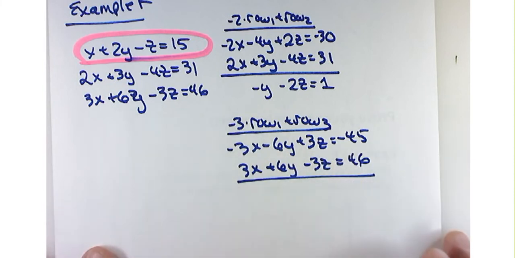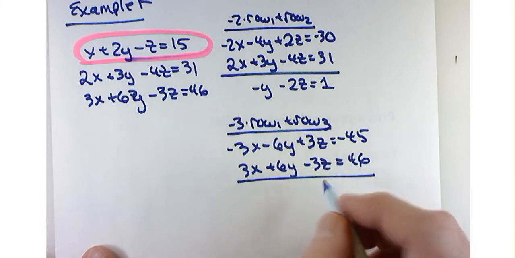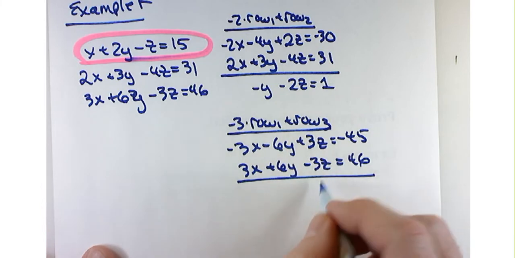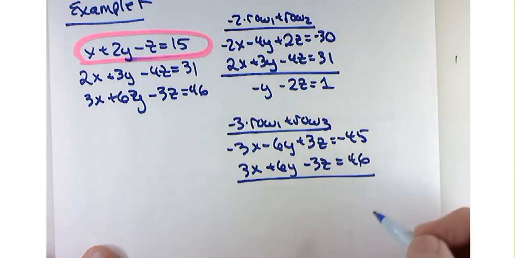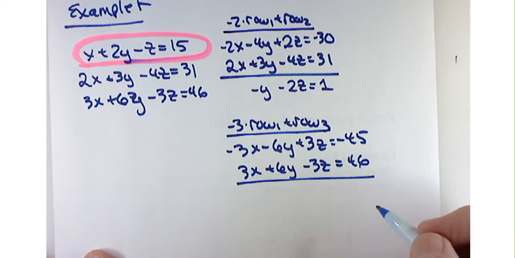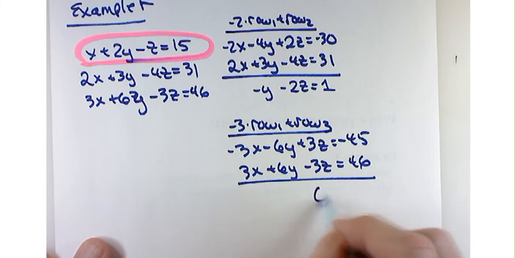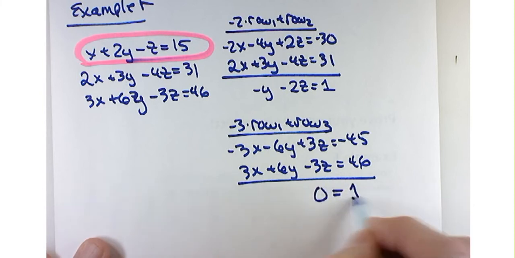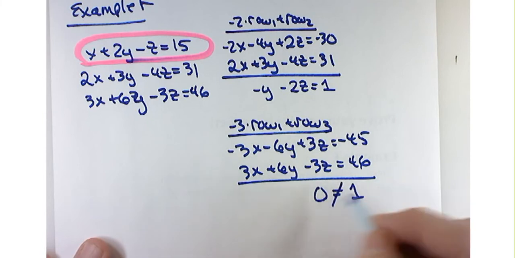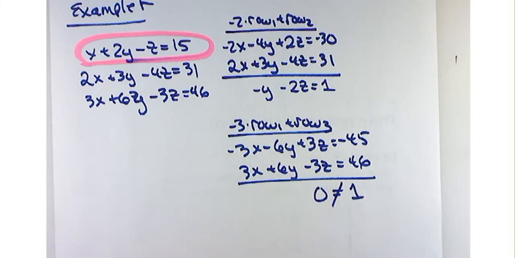And something's screwy going on here, right? What do I get when I add these together? Cancel that. You get 0 equals 1. But 0 doesn't equal 1. So that's telling you something. What do you think is going on here? No solution.